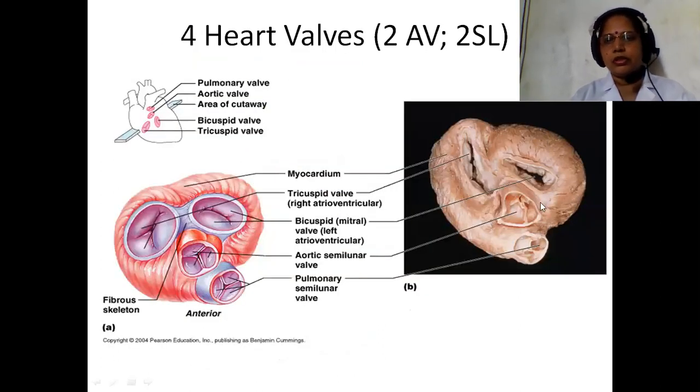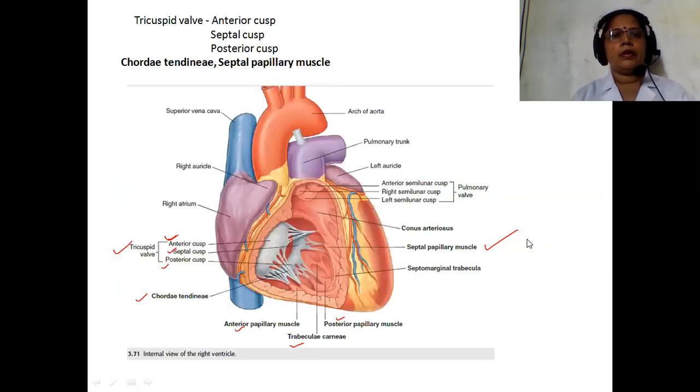So this is the dissected part. In this dissected part, you can see this is the tricuspid valve, and this is the bicuspid or mitral valve, which is present on the left side of the heart. And these are the two semilunar valves, a pair of semilunar valves. This is the aortic semilunar valve, and this is the pulmonary semilunar valve.